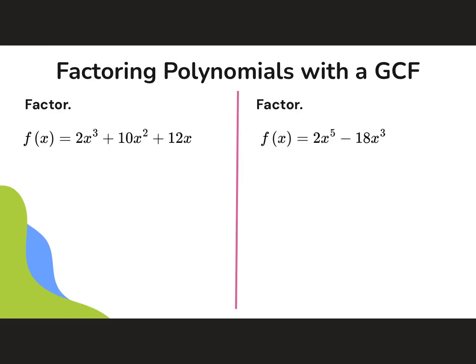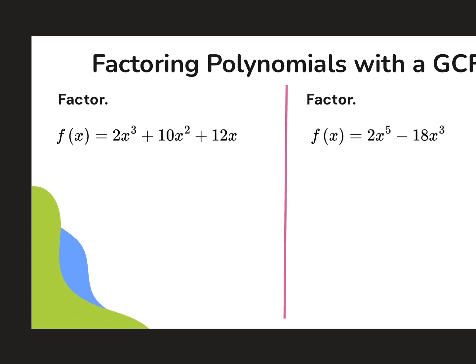Now we're going to factor with the GCF for non-quadratics, for other polynomials. In this first example on the left here, I have three terms: 2x cubed, 10x squared, and 12x. For my GCF, that factor needs to be common to all three terms. So all three of those terms share a 2 and an x. They all have a factor of 2 and all have a factor of x.